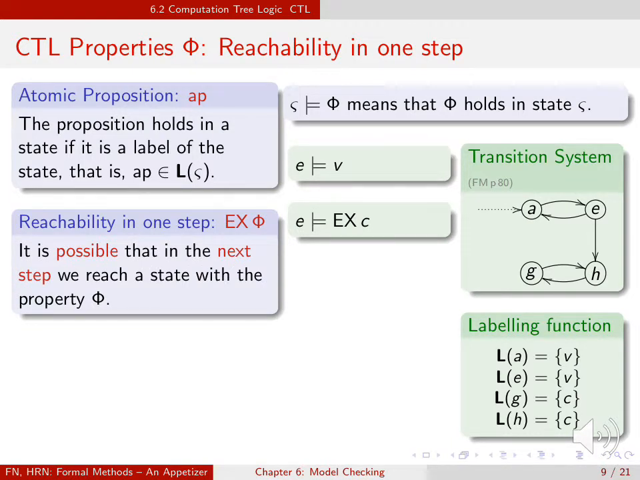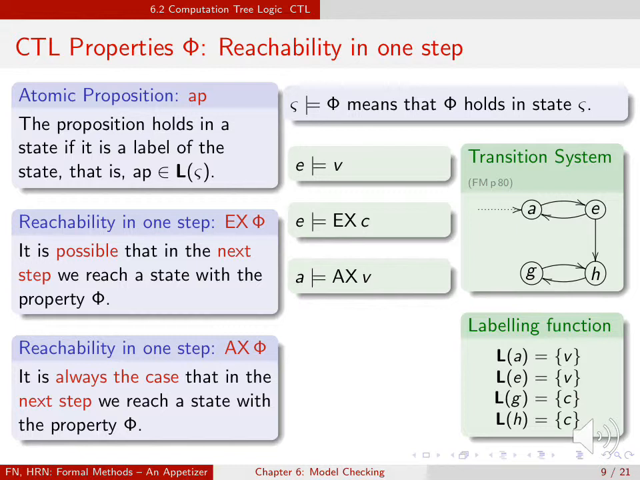Next, let us go on to reachability in one step. The property EX tells about what is possible to reach taking just one step. Again, if we look at the state E, it is possible in one step to go to a state that satisfies the property C. Namely, we go from E to H, and H satisfies the property C.